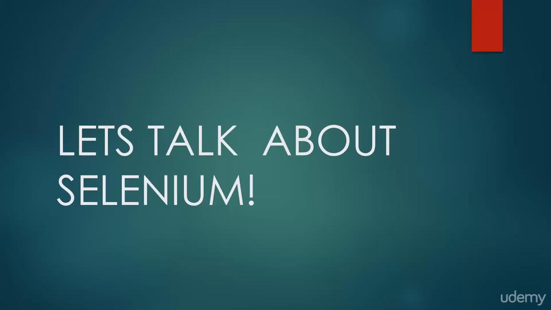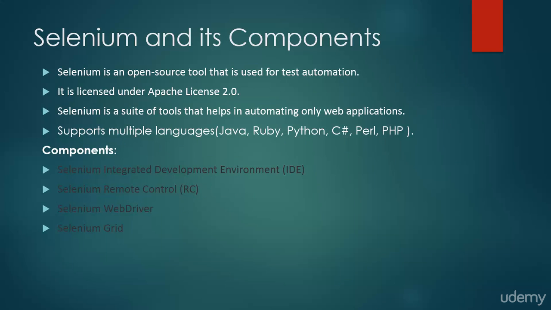So let's talk more about Selenium. What is Selenium? Selenium is an open source tool that is used for test automation. It's also licensed under the Apache License 2.0. Selenium is a suite of tools that help in automating only web applications. Also mobile apps, but let's keep this down to web applications, okay?